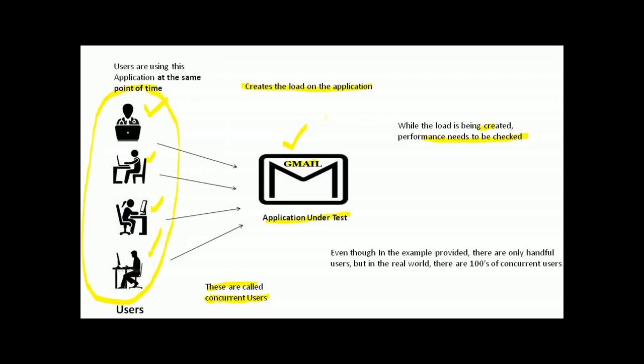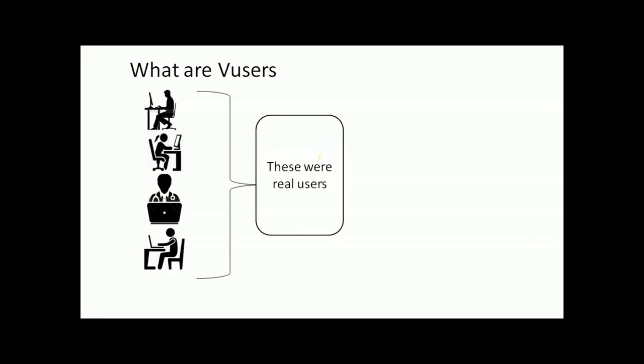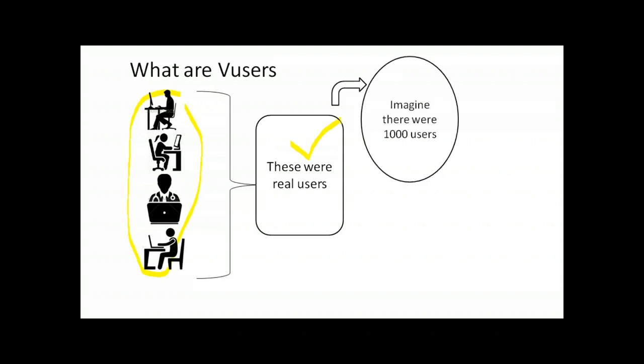Now in this picture, these are real users. You see, these are the real users using this Gmail application. In the earlier picture, all these users were the real users using this application. Now imagine there are 1,000 users. Client said that there are 1,000 concurrent users using my application, please go ahead and test with 1,000 users.